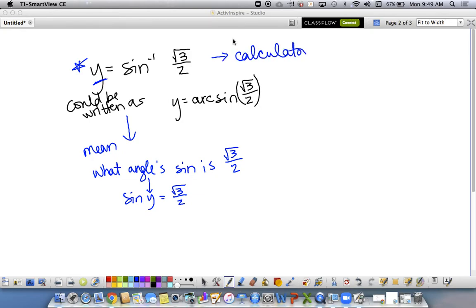I'm going to tell you a little secret. At some point in time, I'm going to say, don't use your calculator. Your book instructions will say, don't use your calculator. So how can we do this without using a calculator?